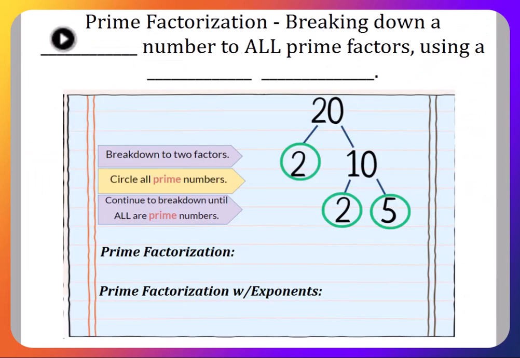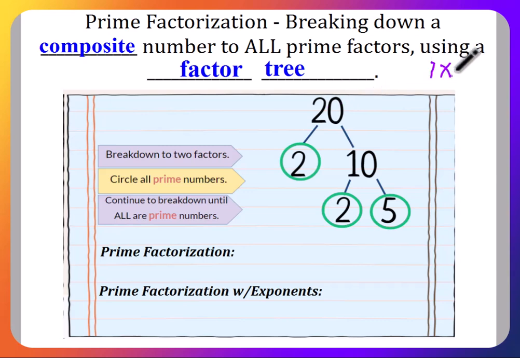Okay, prime factorization is the breaking down of a composite number to all prime factors using a factor tree. Okay, so for example here, we're starting with the number 20. This is our number. It is a composite number. It has more than just 1 times 20 as its factors, so it has multiple factors. We want to take this composite number and break it down to where we have all prime numbers.